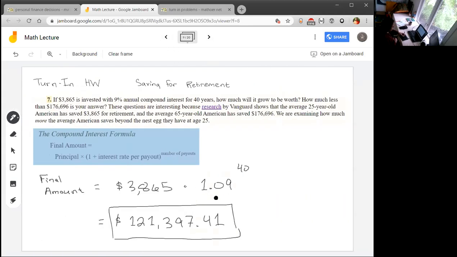9% is the average stock market increase. Might not feel like it today, but that is what it averages historically. And if you're 25, you have 40 years until you're 65 and you retire. So if the average person about to turn 25 took their average savings and didn't touch it for 40 years, they would probably have about this much, because it wouldn't be exactly 9%.